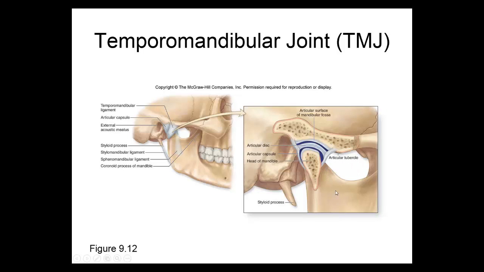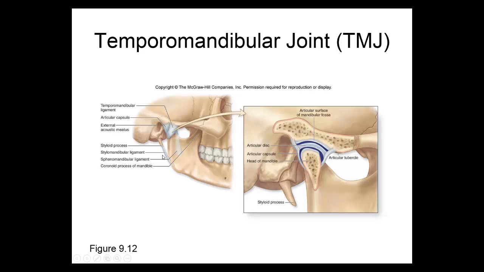Now, in order to hold the joint together, we will need a very strong capsule, right? And we will need 3 ligaments, and you need to remember those 3 ligaments. So there is a ligament running from the temporal bone into the neck of the mandible, right below the head, and we call that the temporomandibular or lateral ligament.